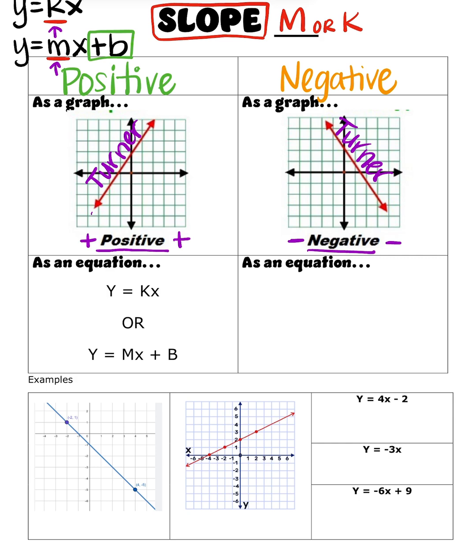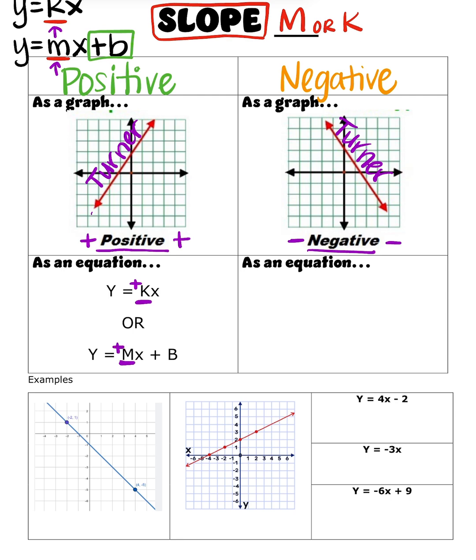Now, what would that look like in an equation? Well, we have our equations that we talked about. We have our constant of proportionality equation here. And remember, this is going to represent slope, the number in front of x. And so all we're looking at is, is it a positive number? If it's a positive number, it's a positive slope.